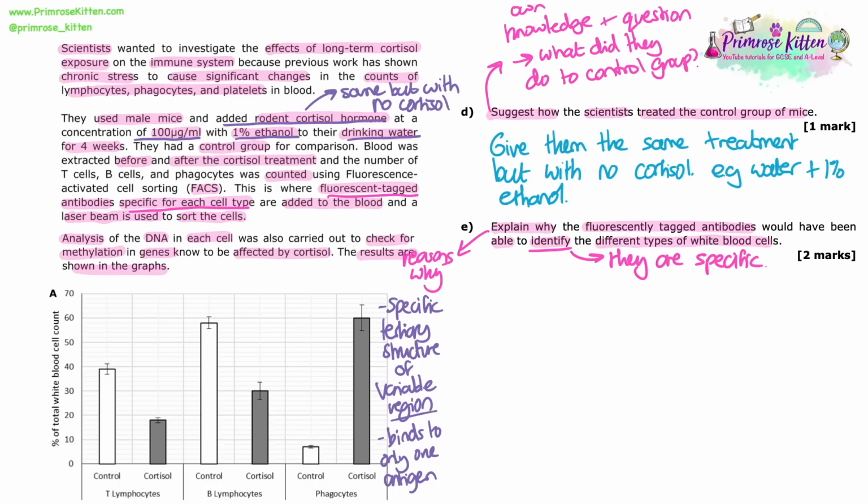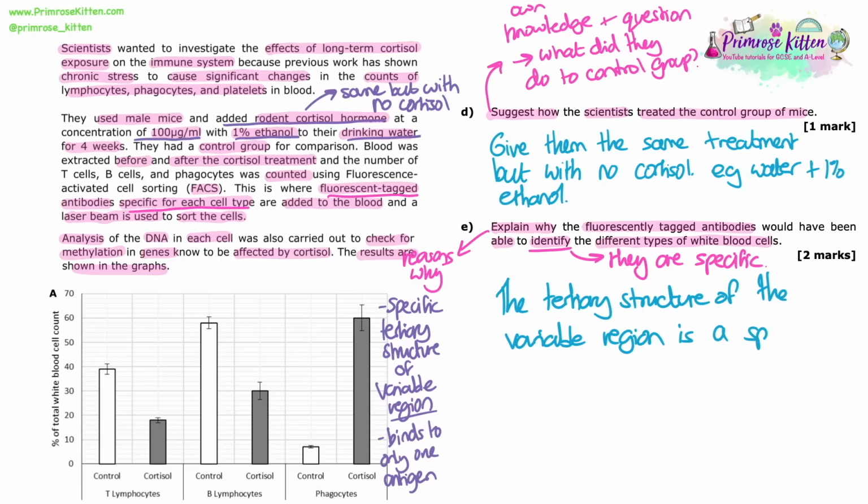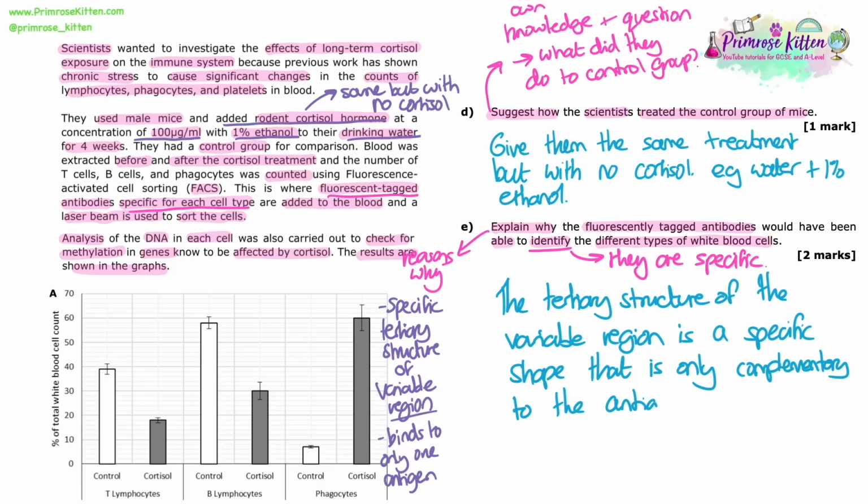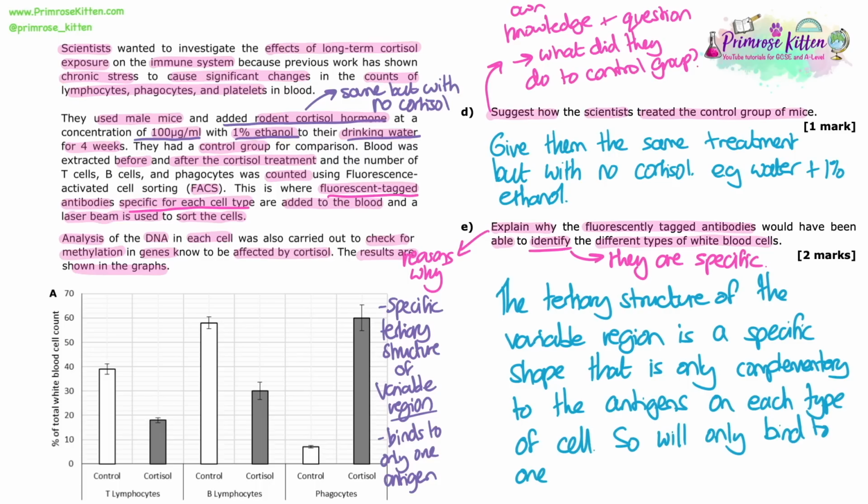So we should hopefully know that their variable region, where the specific tertiary structure is, that's the part that's going to bind. And obviously we know that they bind to antigens. So that's what we're going to be saying. They're going to be specific antigens or the different types of cells or specific proteins, receptors that these antibodies are going to bind to. The tertiary structure of the variable region is a specific shape that is only complementary to the antigens on each type of cell. This means it will only bind to one type of cell.